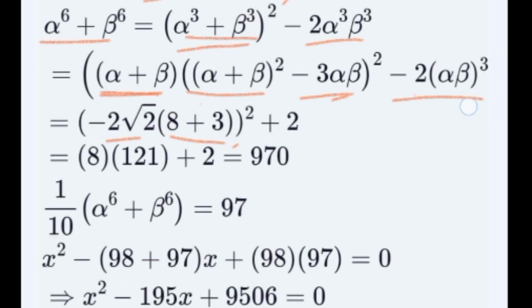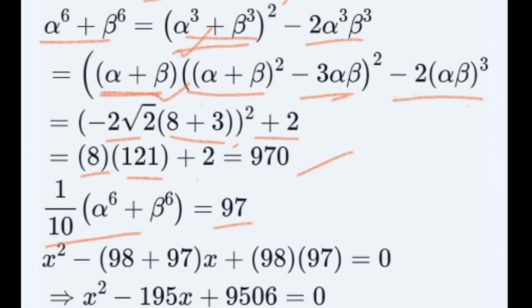So this is minus 1 into minus 2 plus 2. So here 8 plus 3 whole square, 11 square, so 121. So minus 2 root 2 whole square means 8. That is 970. So 1 by 10 of alpha power 6 plus beta power 6 means 97.